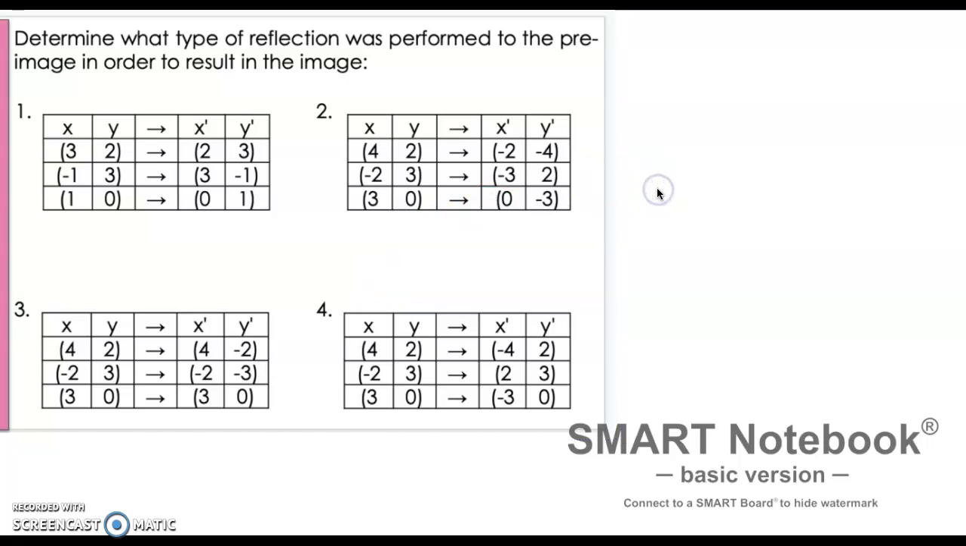Alright, so this problem says determine what type of reflection was performed to the pre-image in order to result in the image. So for each problem, 1, 2, 3, and 4, we are given some coordinates before and after reflection happens. We need to analyze the coordinates of the pre-image and the coordinates of the image to look for a pattern. So we want to look for those patterns that we've discovered in order to figure out what line the pre-image was reflected over.